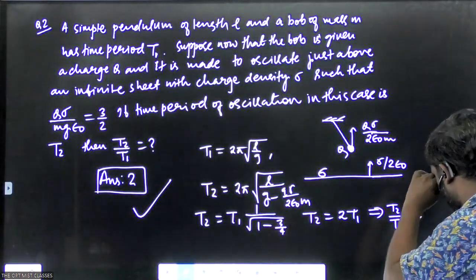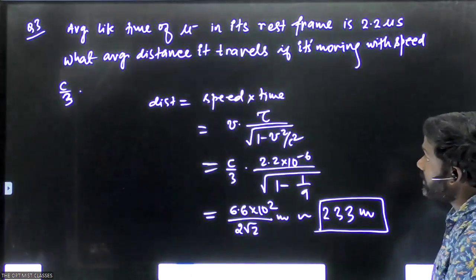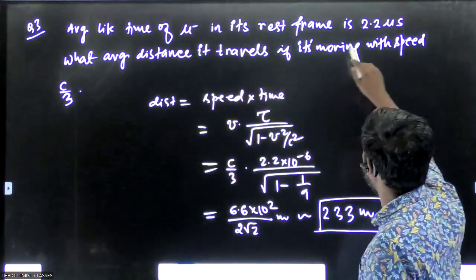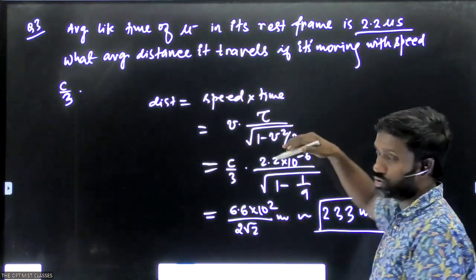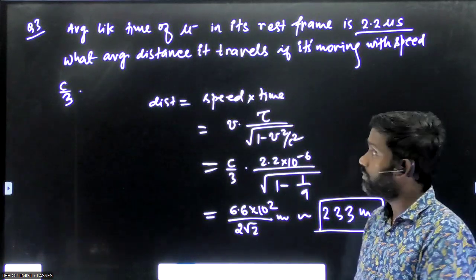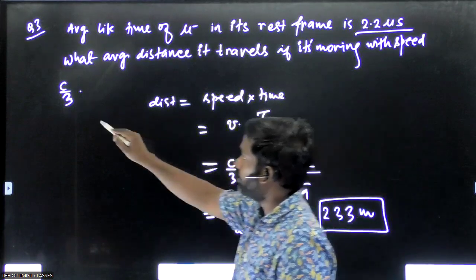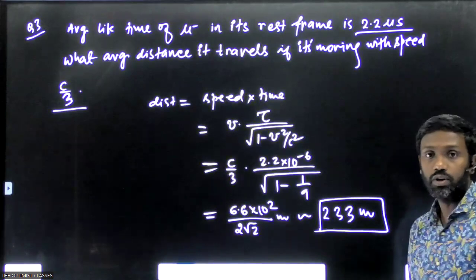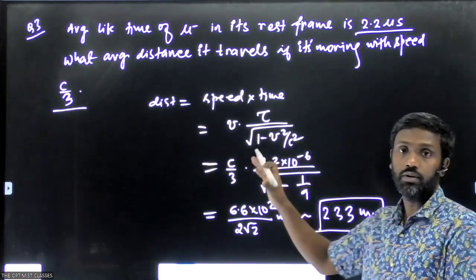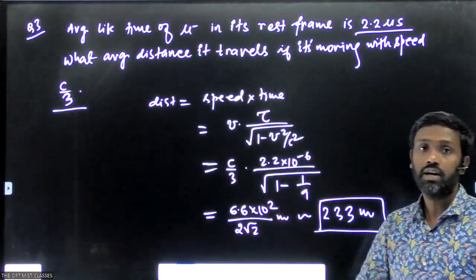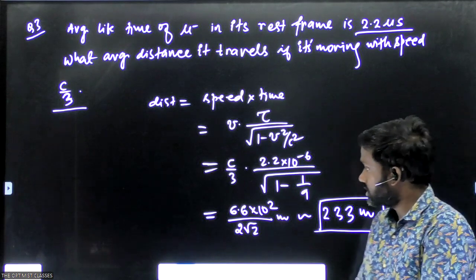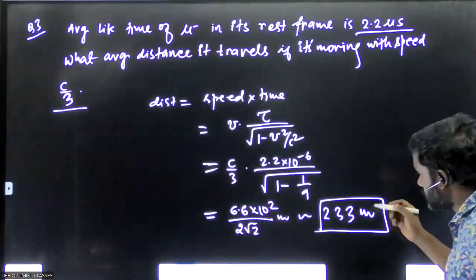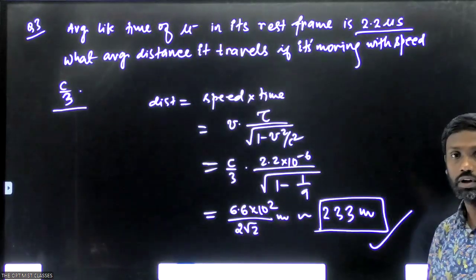Now the next question is, there is a muon particle which has an average lifetime of 2.2 microseconds in its rest frame, and it is traveling with a speed of c by 3. The question is, what distance is it going to travel? This is a very common question, asked many times in different examinations. You solve it like this, and the answer you should get is 233 meters.